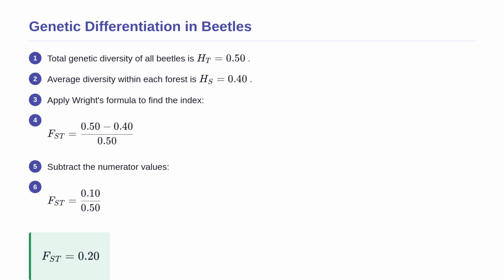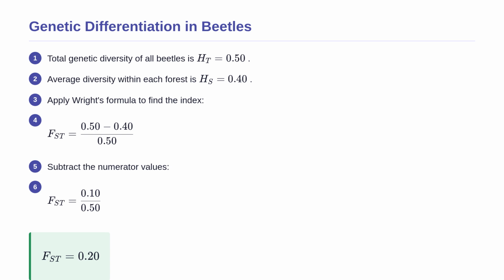Now that we have our formula, let us see it in action with a concrete example. A researcher is studying a species of beetle living in 2 different forests. We are given that the total genetic diversity of all beetles combined, HT, is 0.50. The average genetic diversity within each individual forest, HS, is 0.40. We need to calculate the fixation index to see if they are diverging.